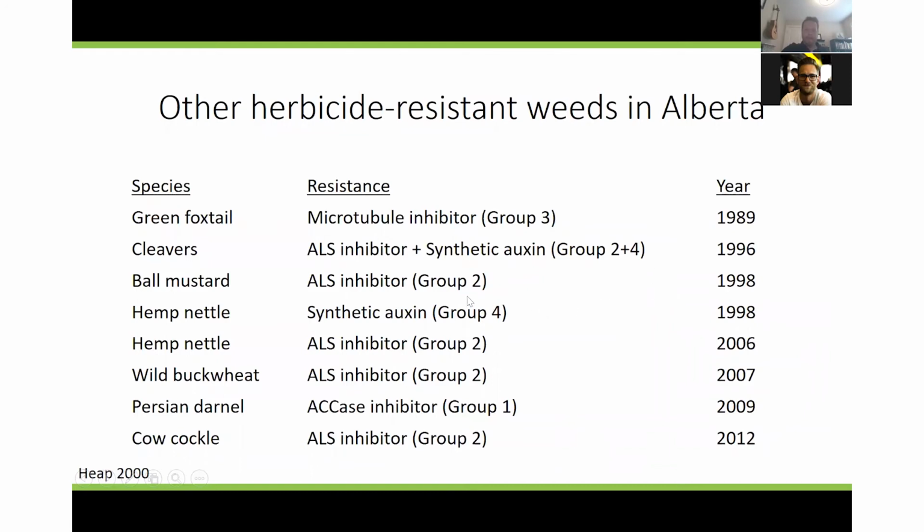But also important to note is the group 2 resistance in a few other weed species that we have here in Alberta, but still not showing up on those surveys. And the main reason for that, I think, is because those biotypes are currently not at the level of abundance of some of the others that would be showing up in the survey.